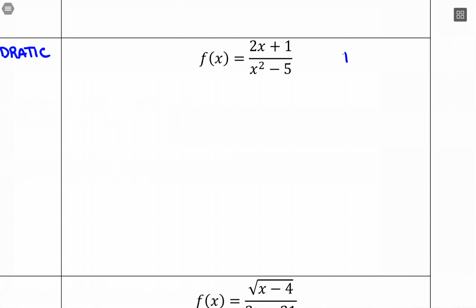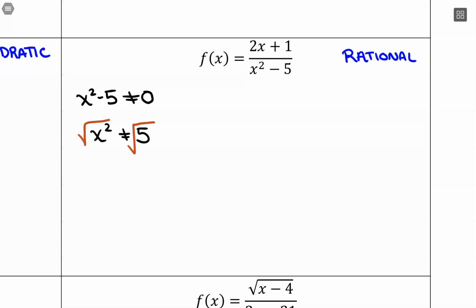Alright, here's a rational function. And what we're going to do is take that denominator, so x squared minus 5, and we're going to say that cannot be 0. So we'll add 5 to both sides. And then, because I have the square there, we're going to take the square root of both sides. So we're going to say x cannot be equal to, and when we take the square root of both sides, we get plus or minus, and then we'll have square root of 5. So with this, there's two values. X cannot be -√5, x cannot be +√5.